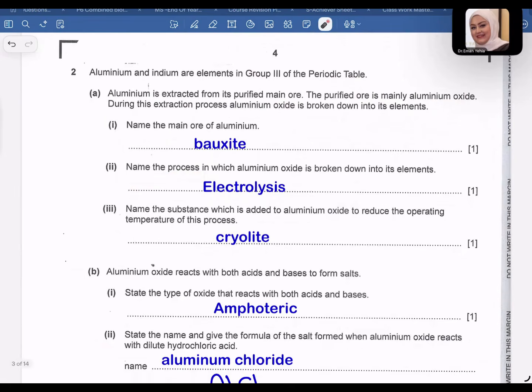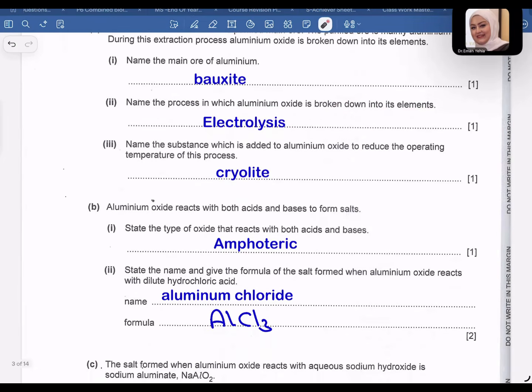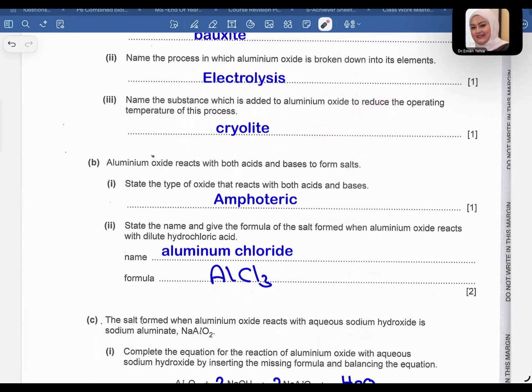Name the process by which aluminium oxide is broken down into its elements. This occurs by electrolysis. Electrolysis is used to break down or extract a metal from its compound. Name the substance added to aluminium oxide to reduce the operating temperature, which is cryolite. It acts as a solvent and decreases the melting point, because now it's a mixture, so the melting point of the mixture is lower than the melting point of the original compound. And it increases conductivity, by the way, because it contains many free ions.